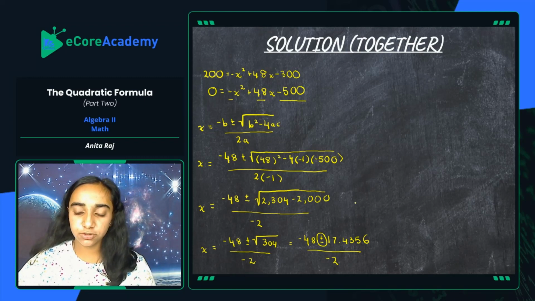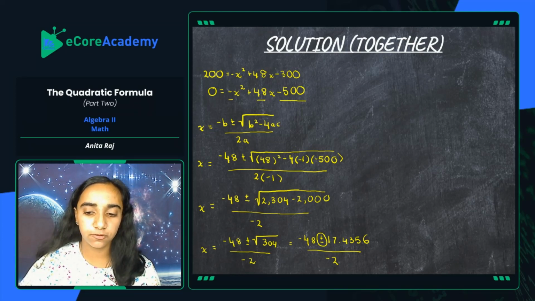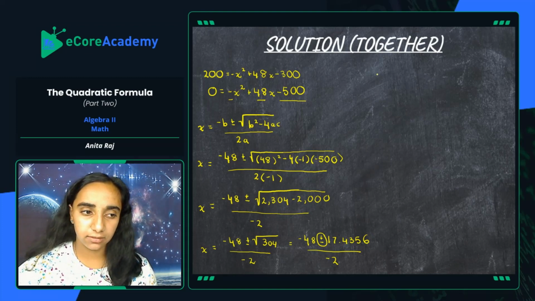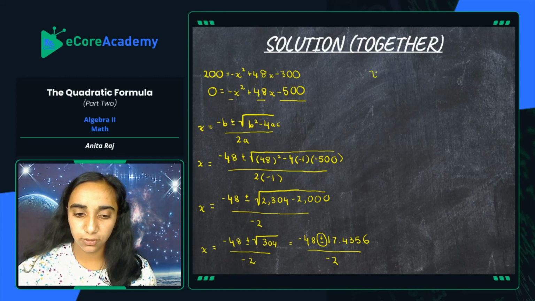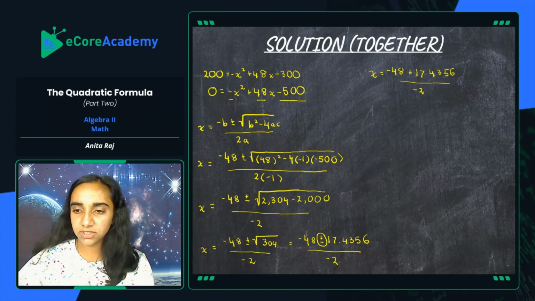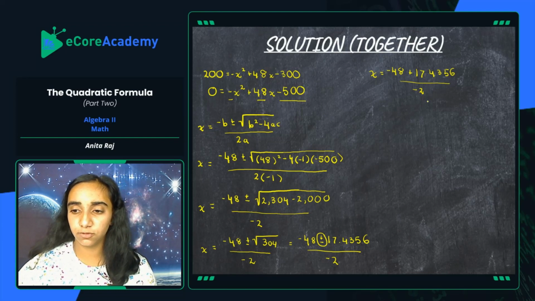So the first thing we're going to do is we have to solve for negative 48. So I started off with, in my solution, negative 48 plus 17.4356. So we're going to do x is equal to negative 48 plus 17.4356 over negative 2. And then our second one I'll be showing you in just a moment, but we're just going to be doing the exact same thing but subtracting 17.4356.